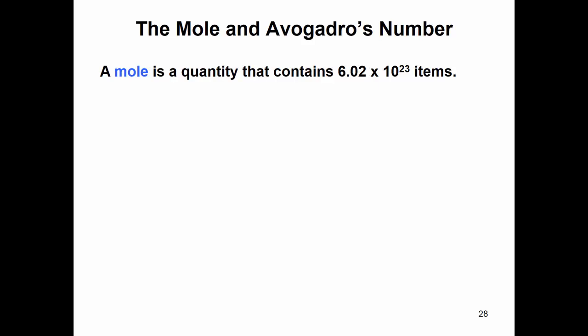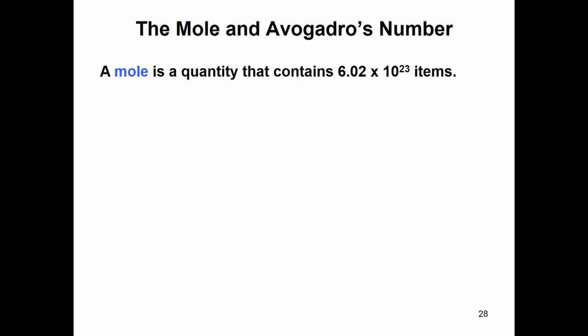So just like we say there's a dozen eggs, you know right away that means that you have 12 eggs. This is the same kind of thing. It's just an easier way to put a whole lot of items into and speak of them as one thing.